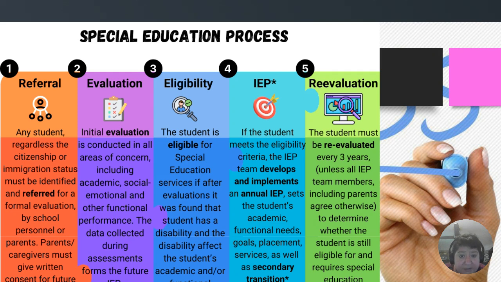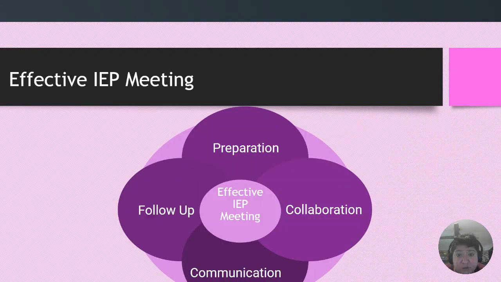And here is the IEP step, which we will talk about more afterwards. If the student meets the eligibility criteria, the IEP team develops and implements an annual IEP, which sets the student's academic and functional needs, goals, placement, services, as well as secondary transition services. And the last step is a reevaluation, which is usually done every 3 years, unless the team members, including parents, agree otherwise. They determine whether the student is still eligible for special education services or not.